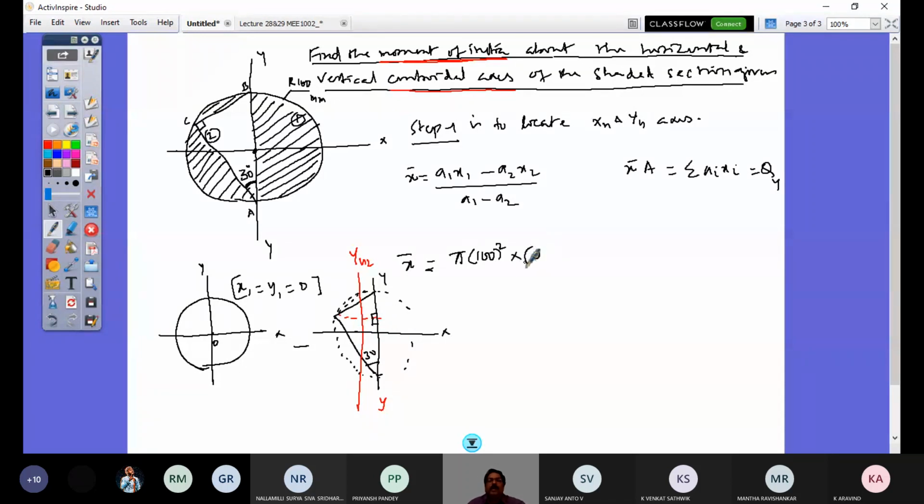So now calculating this x bar, A1 is the area of the first section, that is this circle section. This is my 1. So that is pi r square, pi into 100 squared, into x1 which is 0, minus what is A2? A2 is the area of this triangle. This is my A2. So the area of the triangle is half into B, where B is the base, here AB. So AB is 200, the diameter, into H. So this is the height. So this height, how do I get?